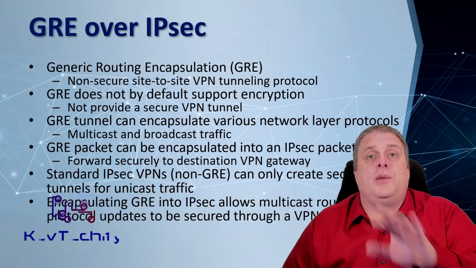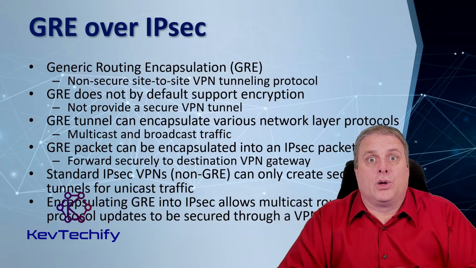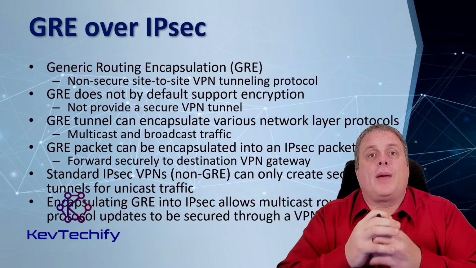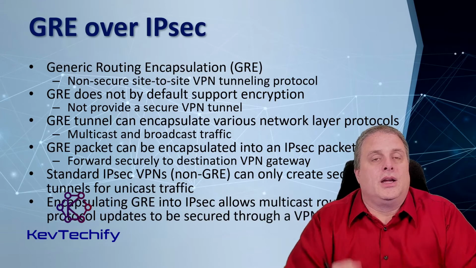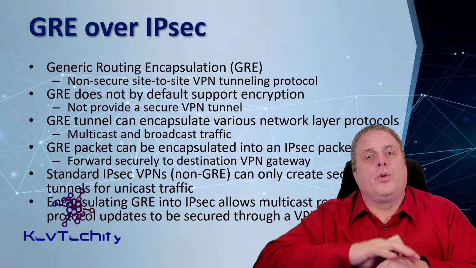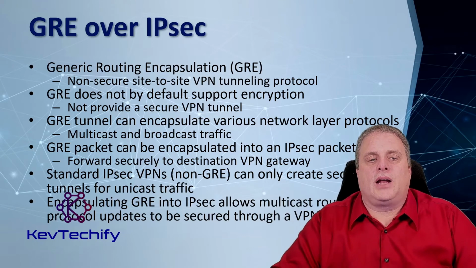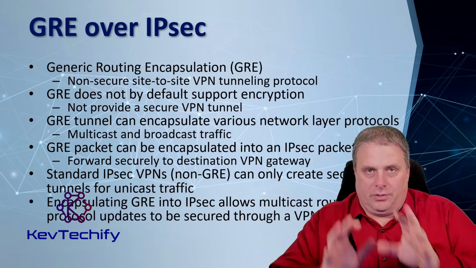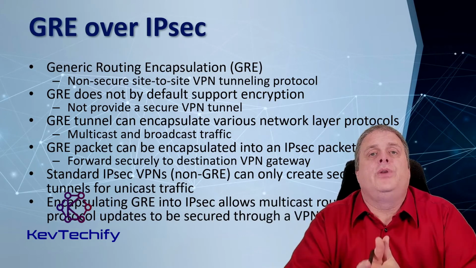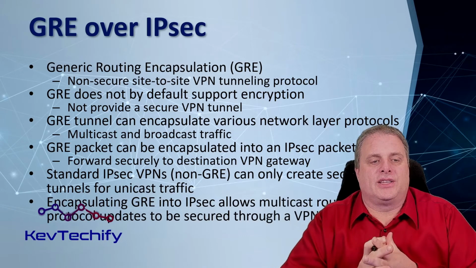Now, that GRE packet we can encapsulate into IPsec. So you have your data, then we wrap it in a GRE tunnel, and then we wrap that inside of the IPsec. The GRE allows us to send the multicast and broadcast, but then when we wrap it inside that IPsec, we get our encryption. Standard IPsec VPNs, and it's not GRE, can only create a tunnel for unicast traffic. And that's why we have to encapsulate our GRE inside of that.